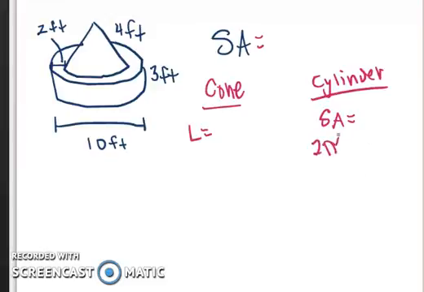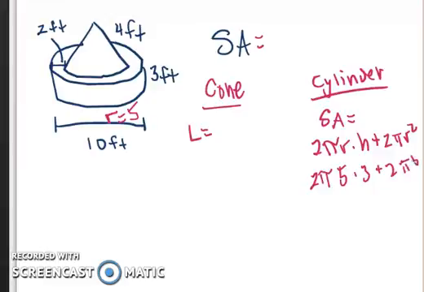We get 2 pi r h plus 2 pi r squared. So we're going to go ahead and use the radius of 5. So this is going to be 2 pi times 5 times the height, which is 3, plus 2 pi times 5 squared. That's going to become 30 pi plus 50 pi, for a total surface area of 80 pi. Alright, so that's my cylinder.